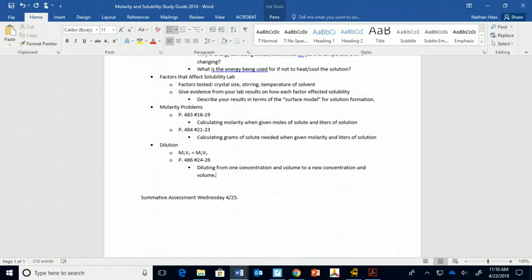So the problems kind of went into three different categories, where you were calculating molarity when they gave you either moles or grams and liters, right? So just very straightforward. If they were asking you to find the grams, if they gave you both molarity and liters of solution. And then the last set of problems was our dilution problems, where we were taking a molarity and a volume of one solution and diluting it to make a new solution. And of course, that's M1V1 equals M2V2.